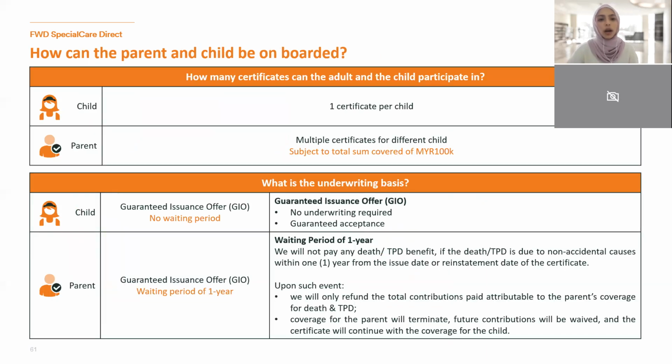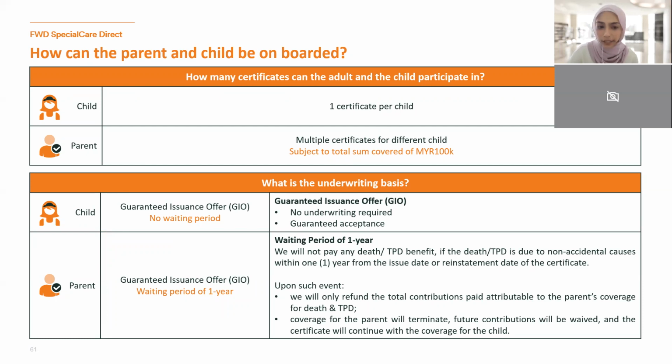Okay, so how can you or your child be boarded? For the child, we only provide 1 certificate per child. But let's say, for example, as a parent, you have 2 children who have learning disabilities. You can actually have multiple certificates for different children. For example, for child A, you have 50,000, and for another child, you have 50,000. You can do that, subject to the total sum covered for you not being above 100,000.